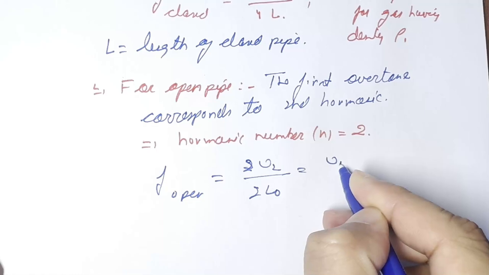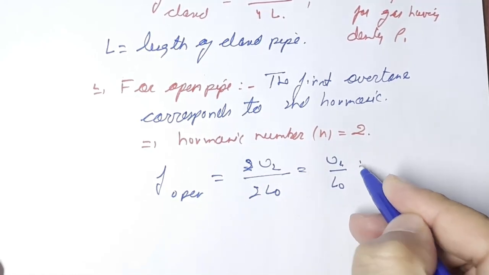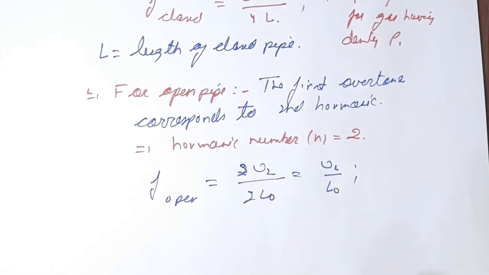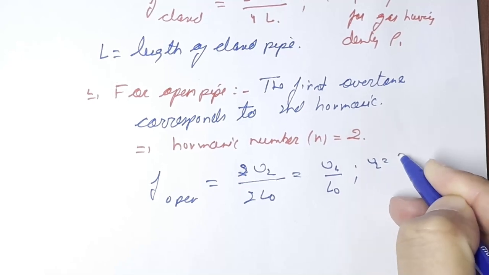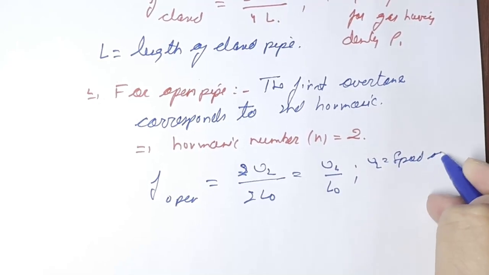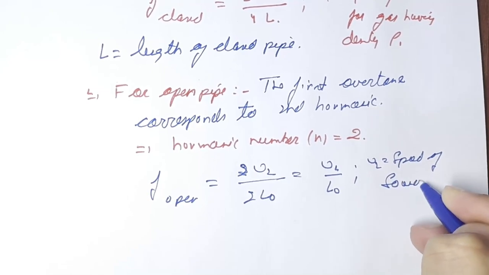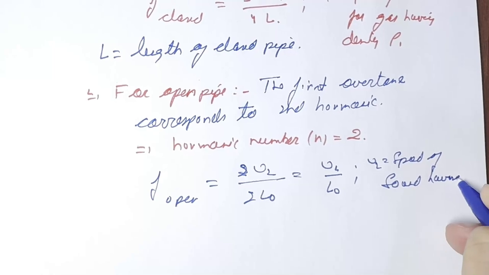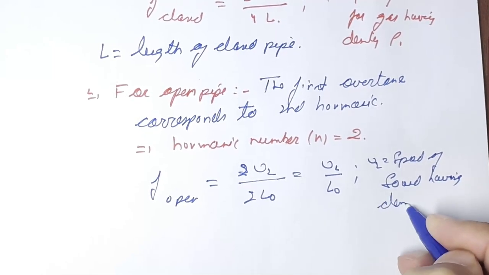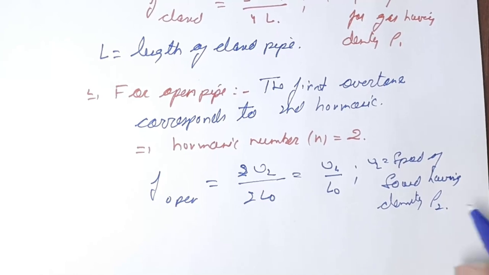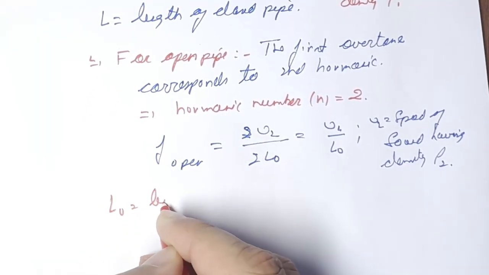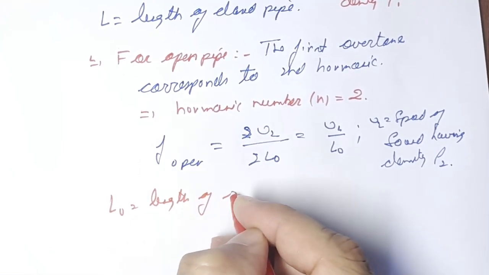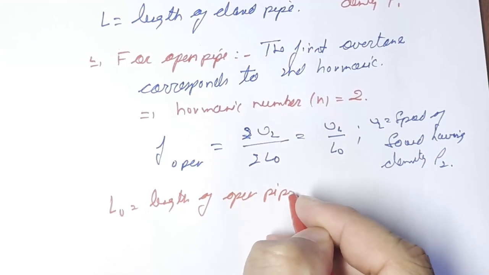This gives us V2 upon L0, where V2 is the speed of sound of gas having density ρ2, and L0 is the length of open pipe.